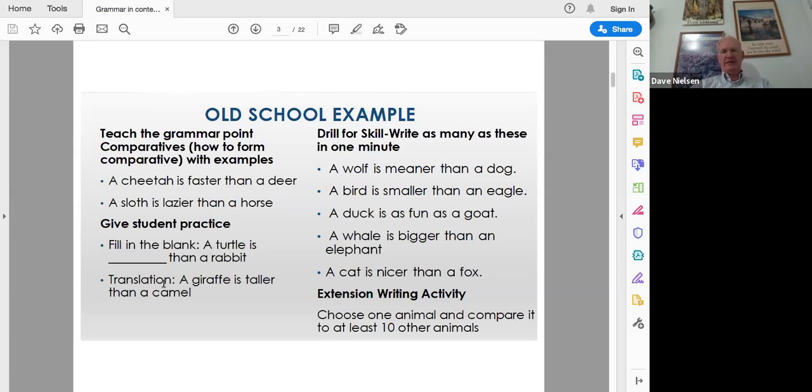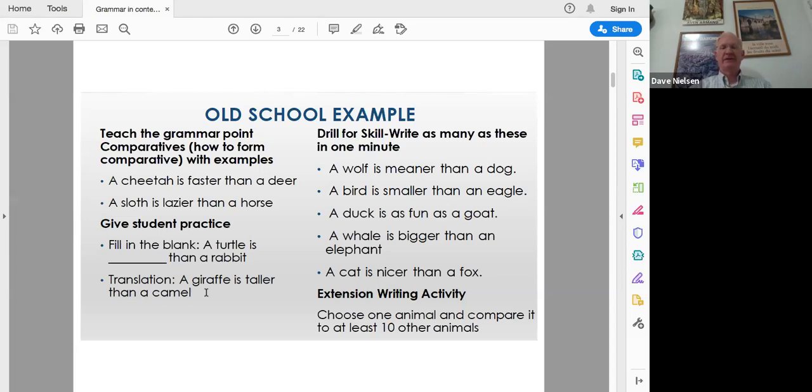And then another way to teach that practice would be translation. A giraffe is taller than a camel, and have the students write out the translation in the target language. Then you would give them some sentences to drill for skill. Write as many of these in 1 minute. So a wolf is meaner than a dog, a bird is smaller than an eagle, a duck is as fun as a goat, a whale is bigger than an elephant, and a cat is nicer than a fox.